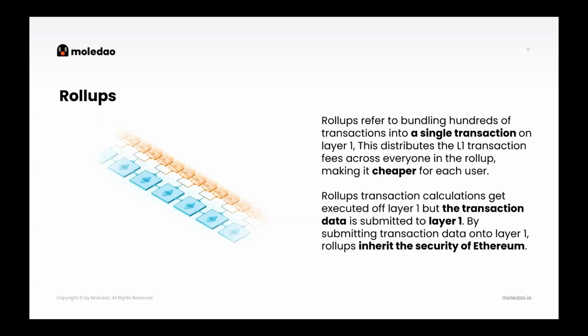The rollup transaction calculations get executed off layer 1, while the transaction data is submitted to layer 1. And by submitting the transaction data onto layer 1, rollups inherit the security of Ethereum. This is also because each block on Ethereum is required to contain a record of all historical transactions, which prevents someone from tampering with the information.